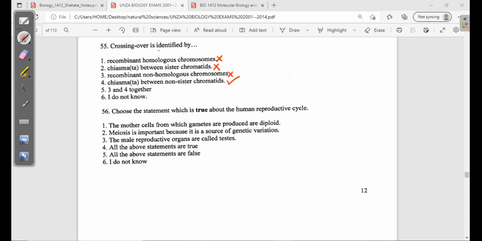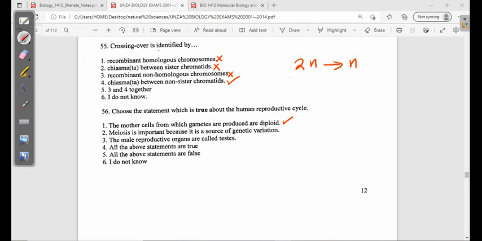Okay, now let's go to 56. Choose the statement which is true about the human reproductive cycle. The mother cell from which gametes are produced are diploid. This is true. Why? Because the process by which gametes are formed is meiosis. And we've got meiosis 1. By the end of meiosis 1, during telophase 1, you go from 2n, the diploid number, to n. So it is during telophase 1 that the chromosomes are no longer diploid but haploid.